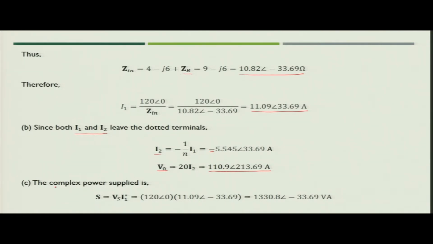Next is how much complex power is being supplied. The source voltage we know, and current I1 we have calculated. For finding the complex power, we will take the conjugate of I1. So, this will become 120 angle 0 as Vs, and I1 will become 11.09 angle minus 33.69, since after taking the conjugate this angle will become negative. Now when you simplify, you get the value of complex power as 130.8 angle minus 33.69 volt ampere.